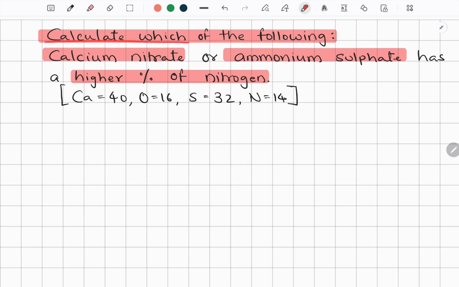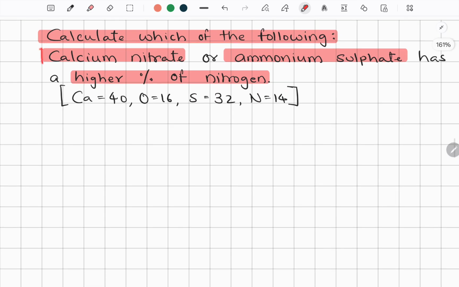They are asking you to calculate which of the following, and two compounds are given. First is calcium nitrate and second is ammonium sulfate. We have to calculate the higher percentage of nitrogen. Basically, we have to calculate the percentage of nitrogen in both formulas, ammonium sulfate and calcium nitrate as well. So in order to solve this type of question, what do we require first?